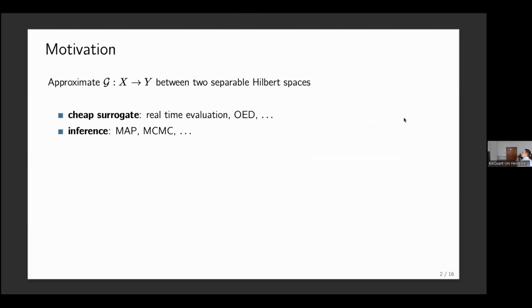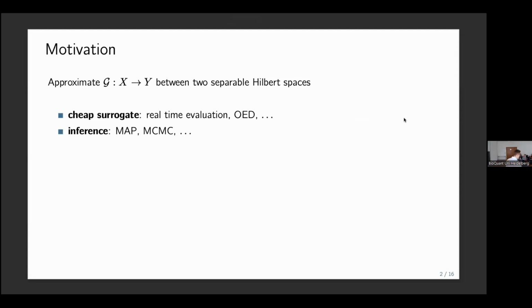So to make this more rigorous, I will assume in the following that G is a mapping between two separable Hilbert spaces. So throughout, X and Y will be separable Hilbert spaces, something like a Sobolev space, H^s, or something like this, which is the natural space in which to define these PDEs. Our goal is then to compute this surrogate of G, and in particular, we want to compute a cheap surrogate of that, right?